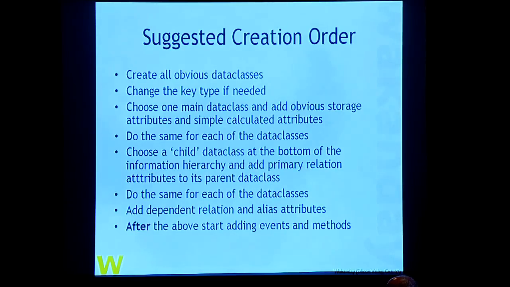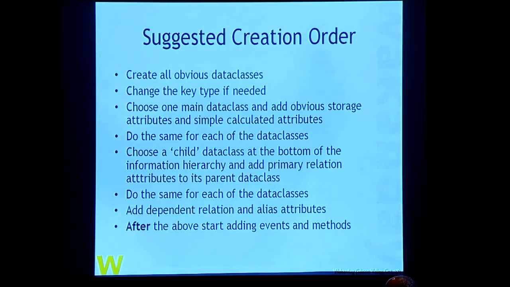Then choose one of the main data classes, one of the ones you know for sure, and fill out all the obvious storage attributes. Those are really fields. So you fill them all out, get them down, get them named. You can even do some calculated attributes if they're really basic and they rely on the storage attributes. Fill that all out, get that done for one of your data classes, and then repeat that for all your data classes. Fill out the storage attributes and maybe the really basic calculated attributes.